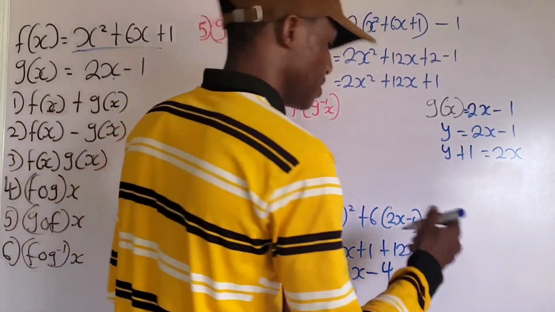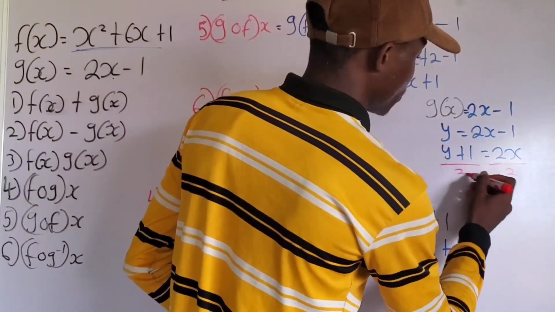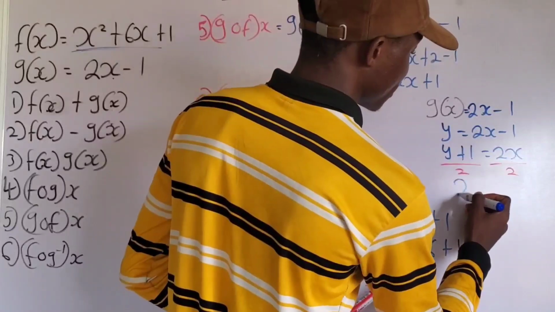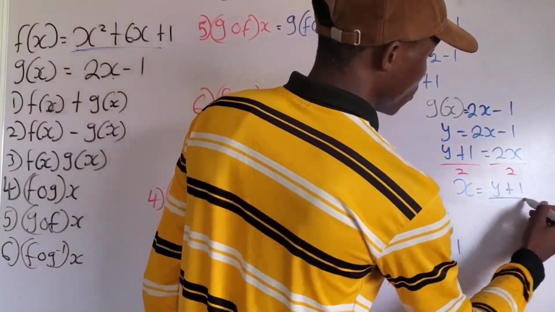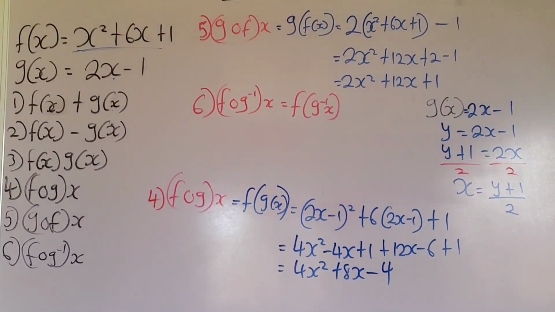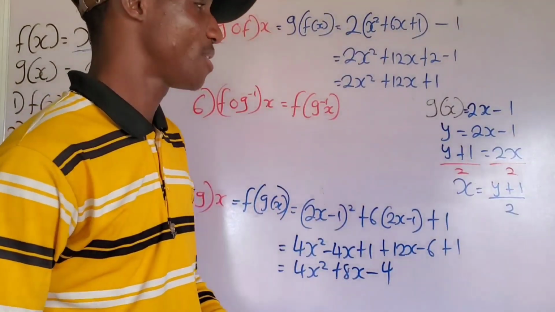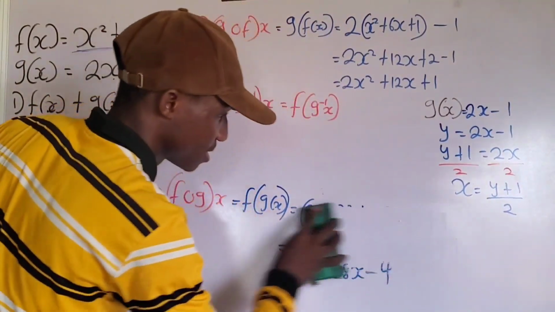Hence, I'm going to have this divided by 2, this divided by 2, and this divided by 2. So x equals y plus 1 all over 2. Now, having made x the subject of the relation, you have to interchange the variables. Now, I'm coming.